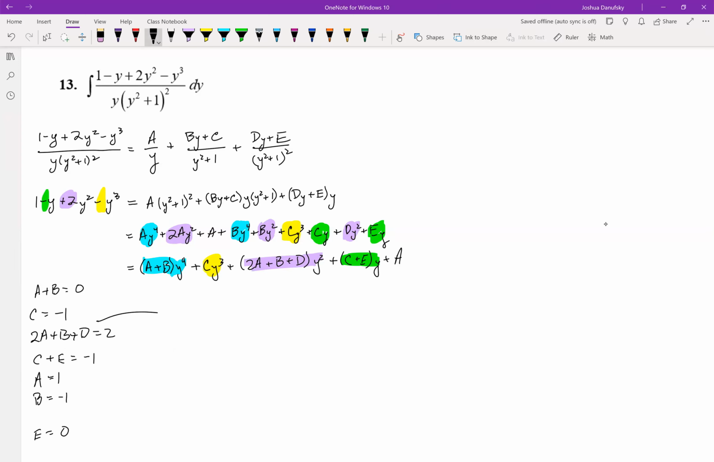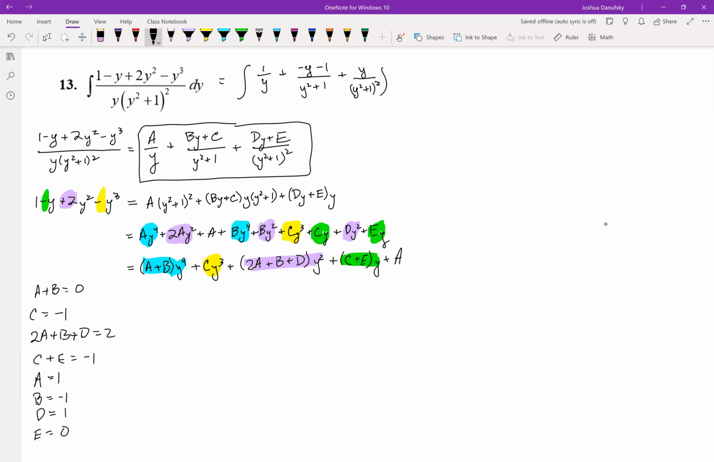We can plug a and b into this equation to find d to get 2 times 1, which is 2. b is a -1 plus d is equal to 2. That means we have 1 plus d is equal to 2, meaning that d equals 1. Now we'll plug each of these values into here to rewrite our integral. And so now our integral looks like this.